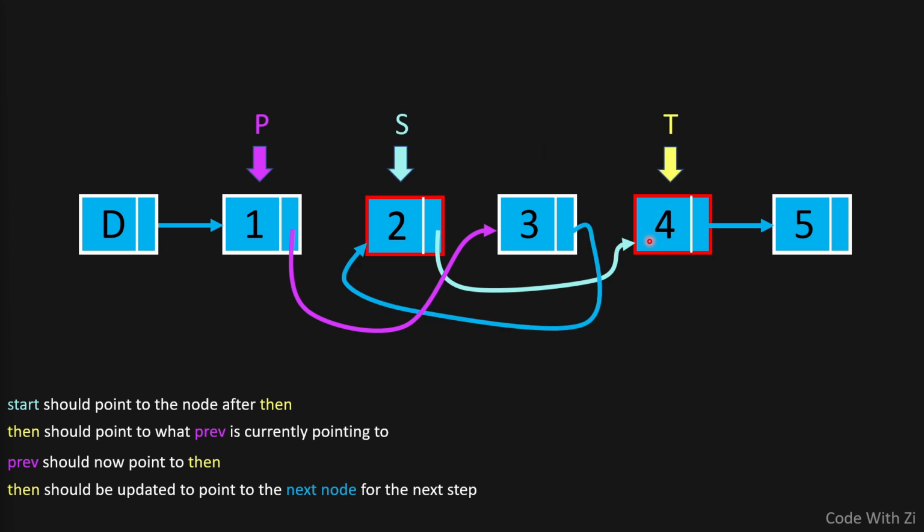And basically, once we do that, we're going to repeat everything that we had, because this is going to be inside of a loop, and the same thing is going to keep on happening. We're going to say start should point to the node after then. Start, the node after then, so like so.